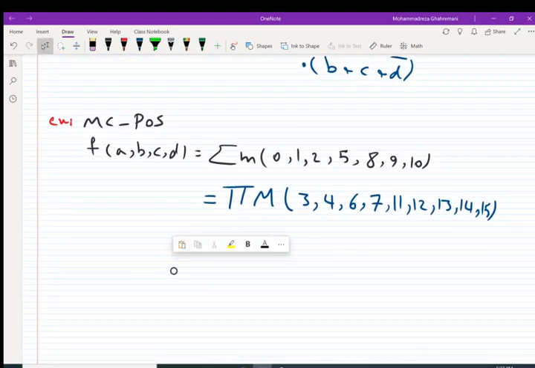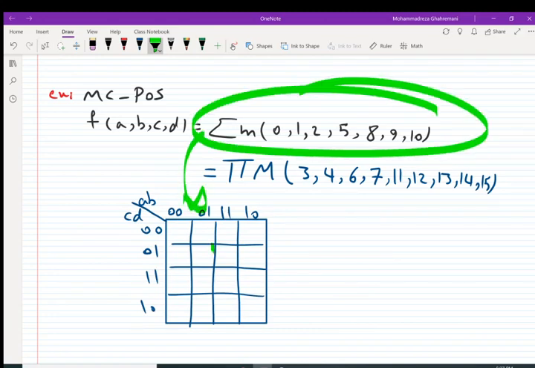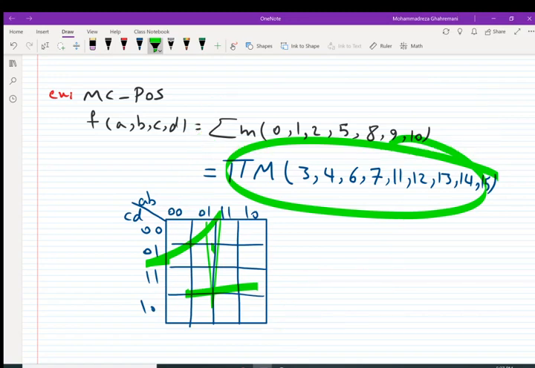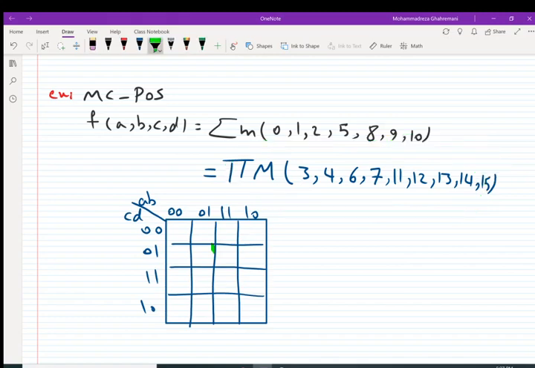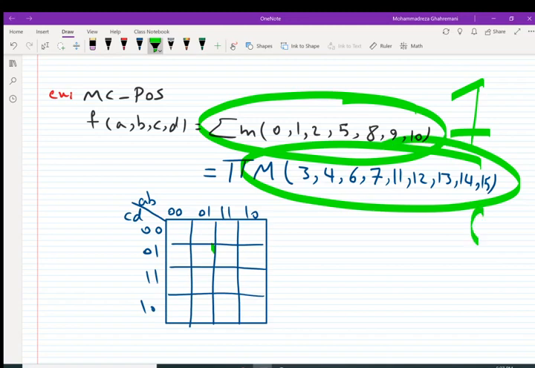complete the table using this information. If I want to use this one, I should fill ones. If I use this one, I fill with zero. Okay, both give the same result. So there is no difference if I fill the table with product of max terms or sum of min terms. The only thing is that if I'm using this one, I fill the table with 1. If I'm using this one, I fill the table by 0. Let's use max terms here.